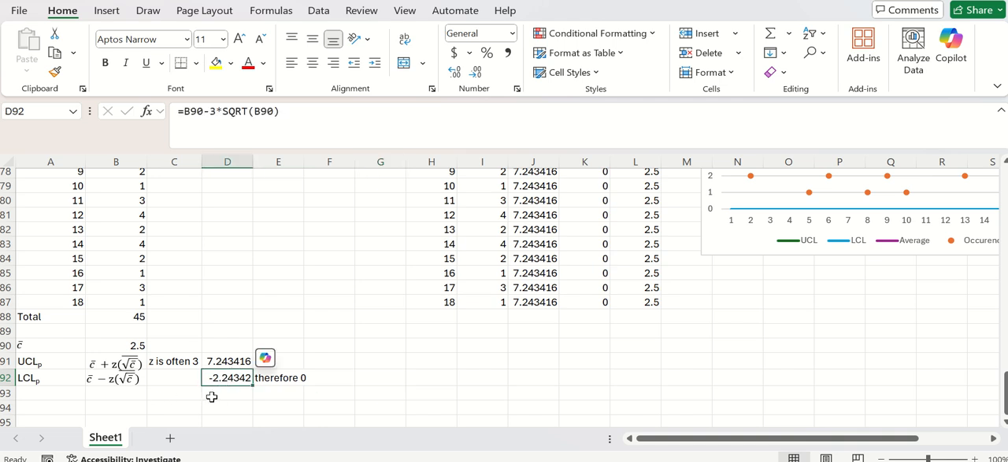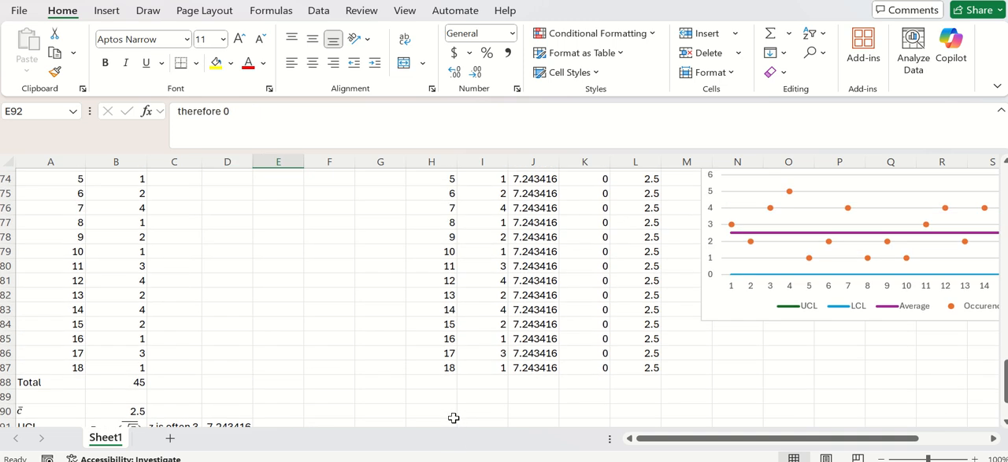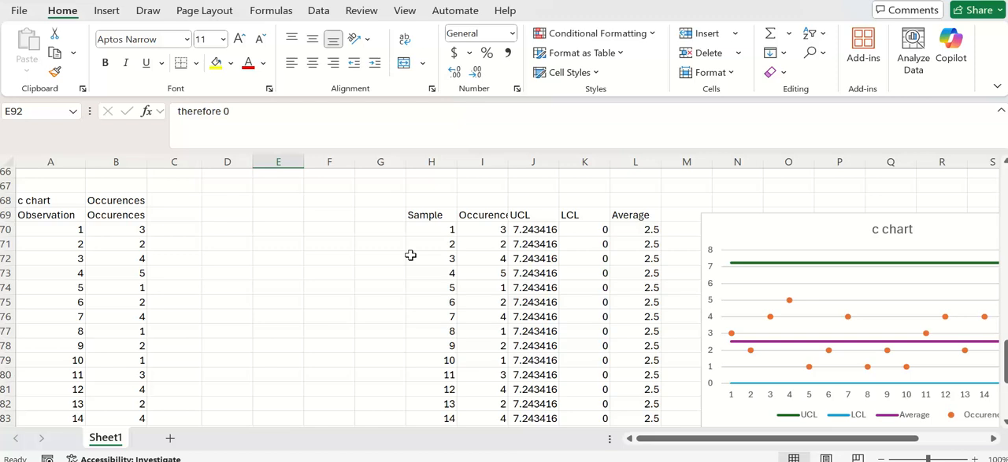And when we do it for the lower, we end up with a negative number. It doesn't make any sense for us to have a negative number of defects. So anytime you calculate a lower control limit and it comes out negative, go ahead and make your lower control limit a 0. All right, let's transfer this information over here. Samples, you see that we have the number of occurrences that we just brought over, upper control limit that we just calculated, lower control limit of 0 since we were negative, and then the average.